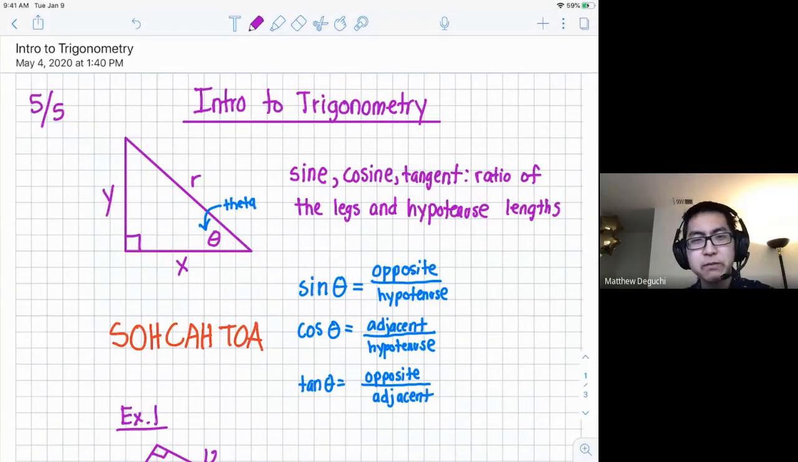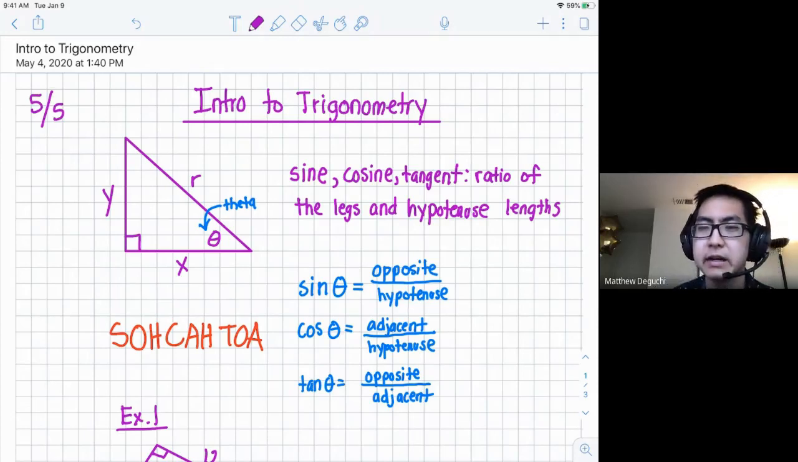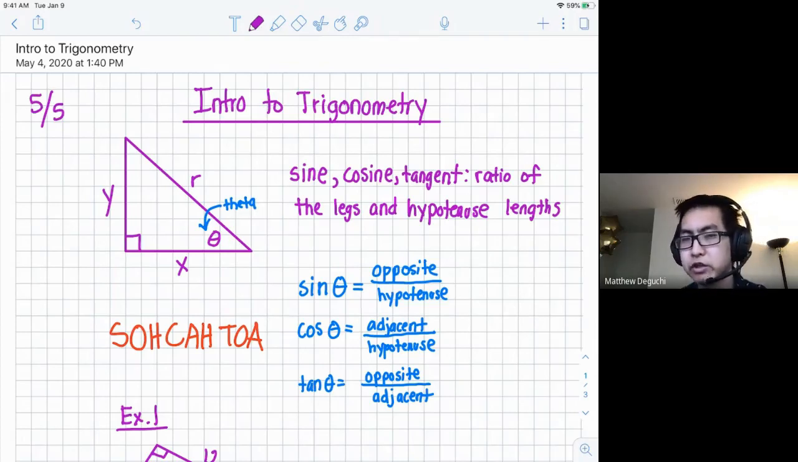All right, so intro to trigonometry, okay, you guys. This is essentially review from a year ago. You should have been taught this a year ago. So we have something called sine, cosine, and tangent, and those are basically ratios of the legs and a hypotenuse of a right triangle.